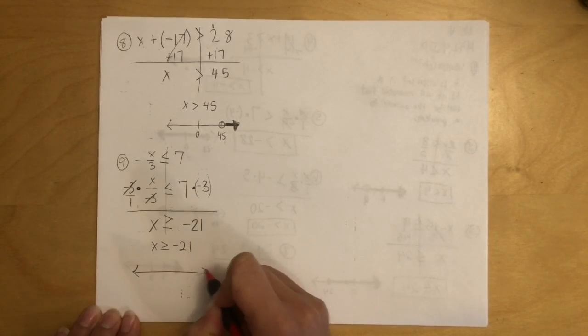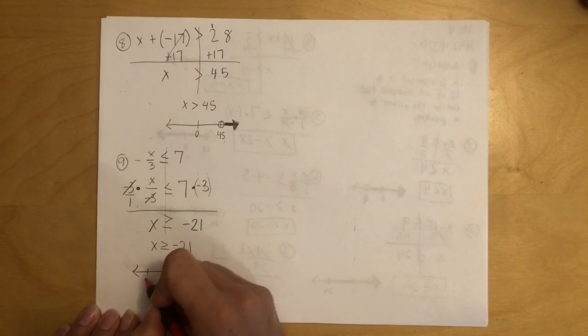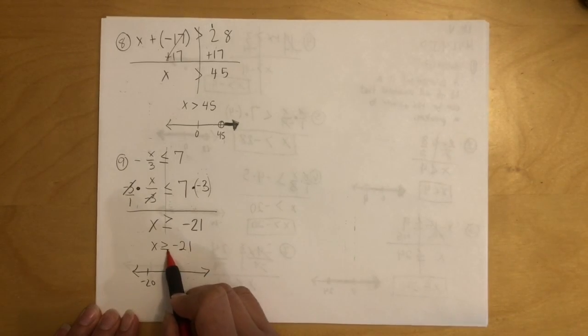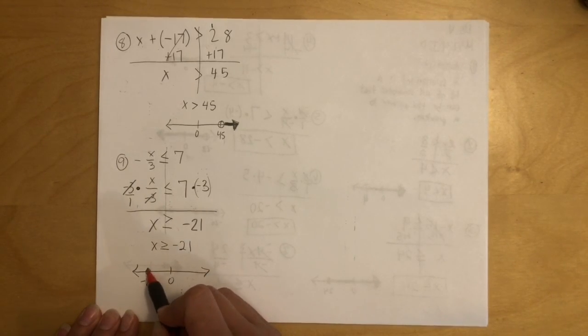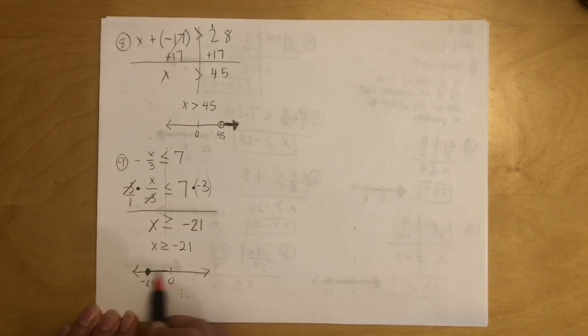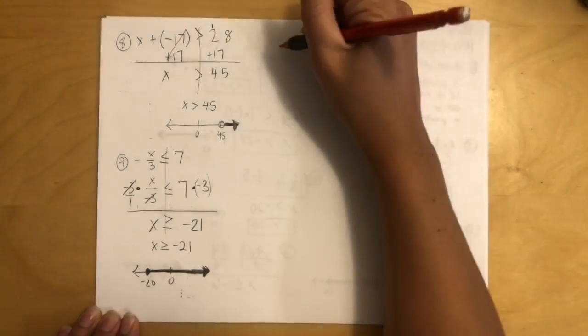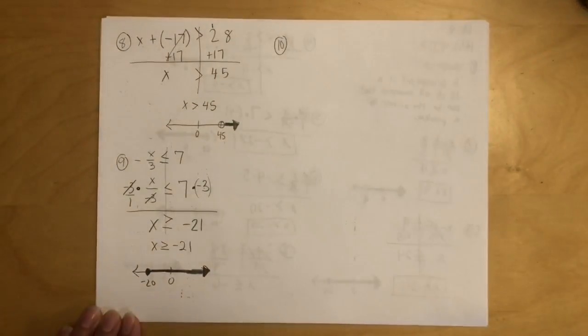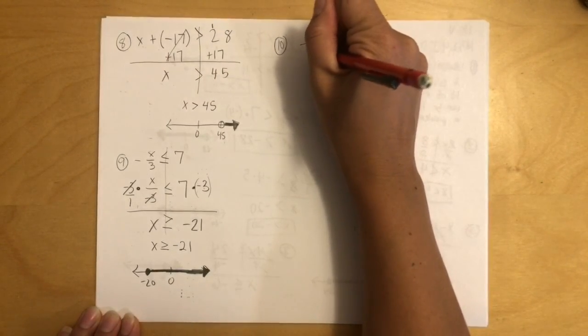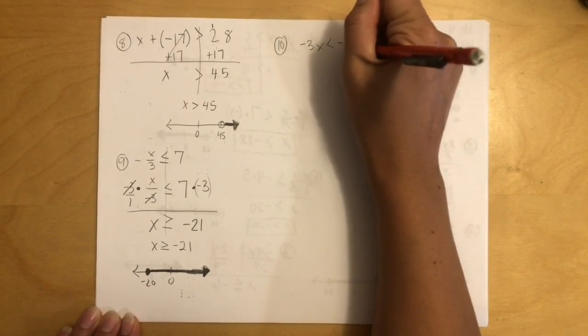And I can illustrate that. 0, negative 21. It includes, because it's or equal to, so I bubble it in, and then I go greater than. And number 10, last one, negative 3x is less than negative 27.